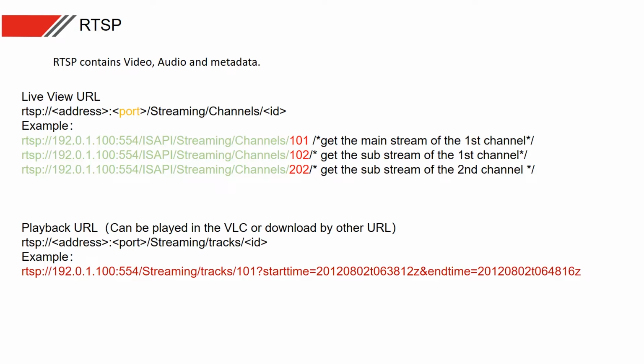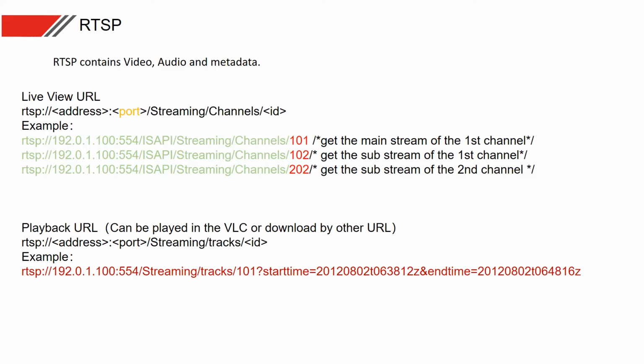For example, the first example ends with 101. That means you will get a live view stream of the first channel with the first mainstream. If you modify the 101 to 102, you will get a substream of the first channel. If you use 201, you will get a live view stream from the second channel mainstream. 202 means you get a substream for the second channel. So this situation is only for the NVR, which has multiple channels.